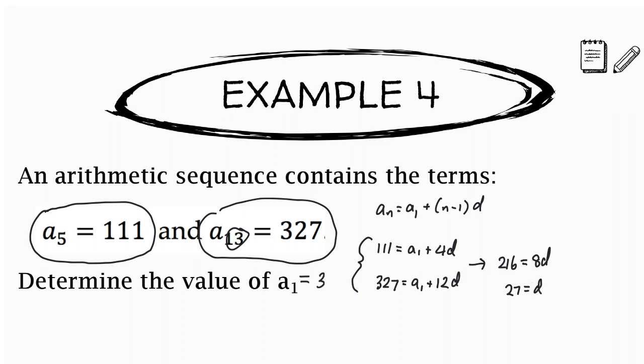From here, what I can do is plug d back into the first or the second equation, and I can figure out a. a1 is equal to, plugging into the first equation then, 111 minus 4 d's, or 4 27s, and that tells me that a1 is equal to 3.